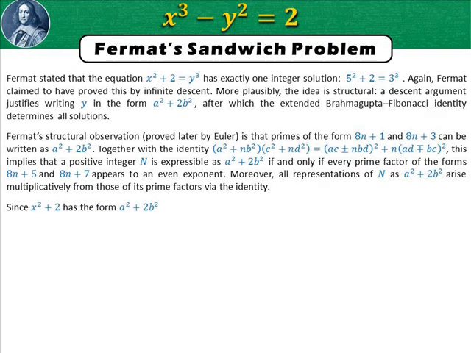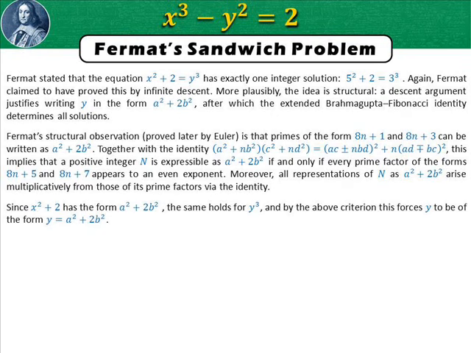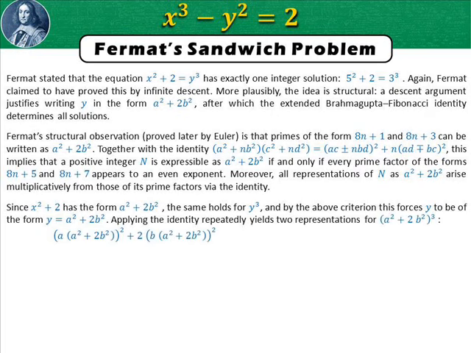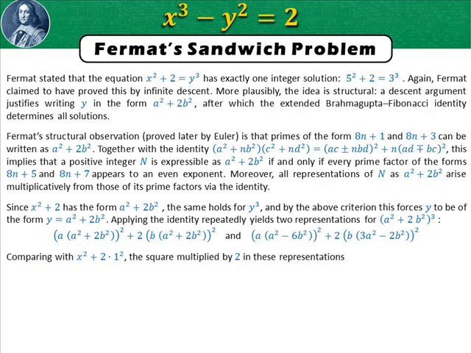Since x squared plus 2 has the form a squared plus 2b squared, the same holds for y cubed, and by the above criterion, this forces y to be of the form a square plus 2 times another square. Applying this identity repeatedly yields two representations for y cubed. Comparing with x squared plus 2, the square multiplied by 2 in these representations must equal 1 squared.